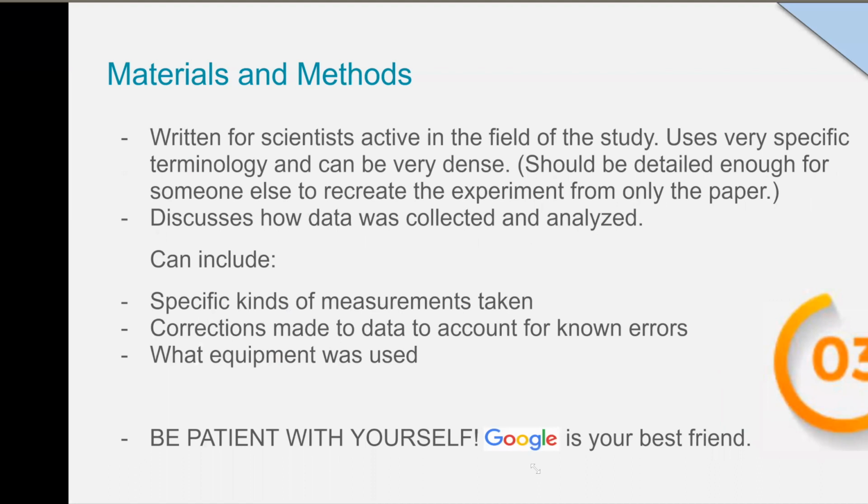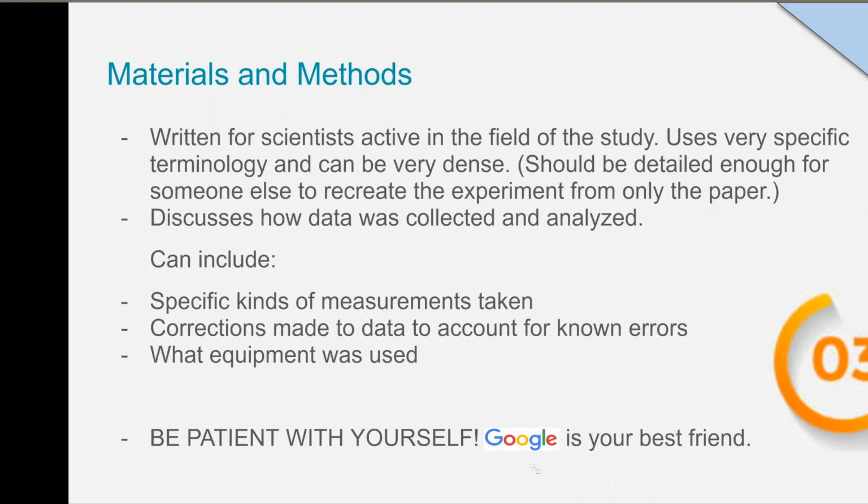Then you have materials and methods. So this is the really dense part. This is written for scientists active in the field of study. It uses really specific terminology and can be very dense. And it should be detailed enough for someone else to recreate the experiment from only that paper. So it'll have specific chemical reactions used. It'll have specific models of equipment used. It'll have the settings the equipment was used with. It'll have temperatures used, times. It'll have pretty much everything you need to recreate the experiment, and you should get the same result as that.